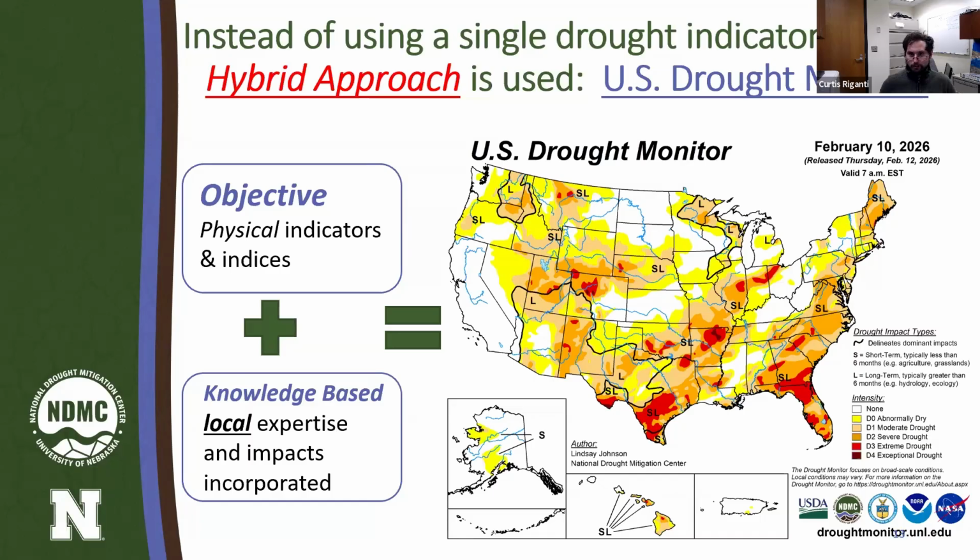Finally, by taking into account all this different information, rather than using a single drought index or indicator, like the example of the PDSI from the 80s, we're using a hybrid approach and trying to take as much information as we reasonably can into account when we're making the map.